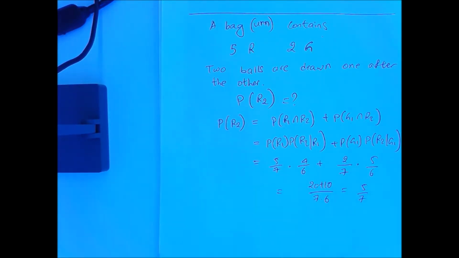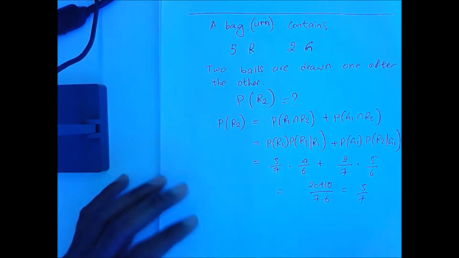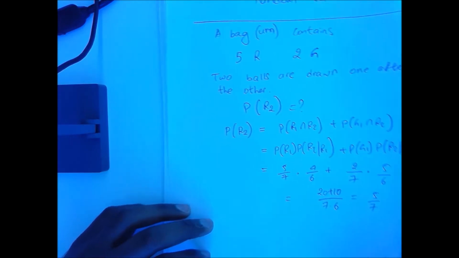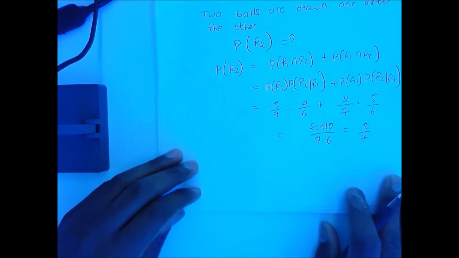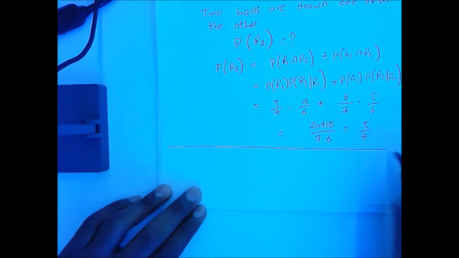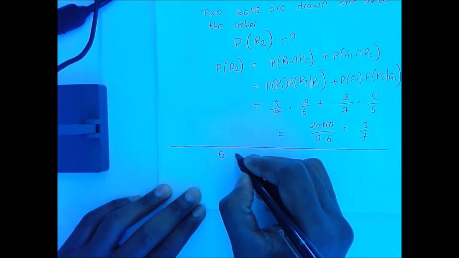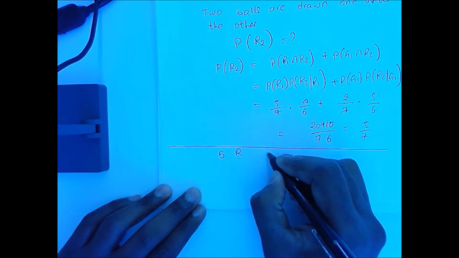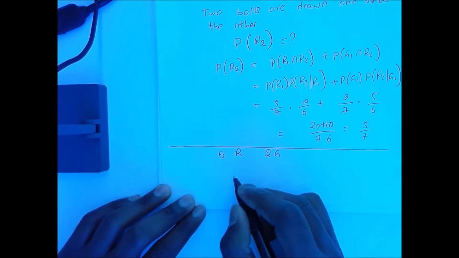Okay, so now let's do another example. Again, we are starting with the same urn, or the same bag. So we have 5 red balls and 2 green balls. Okay, you draw a ball.